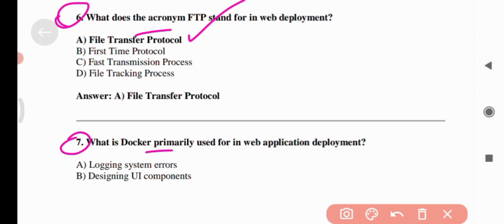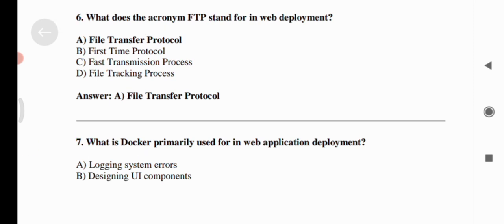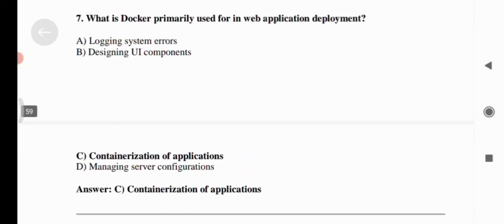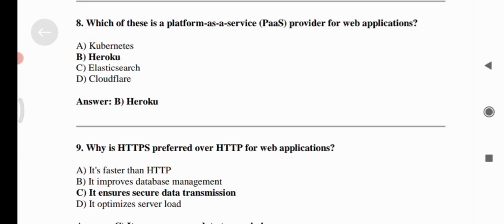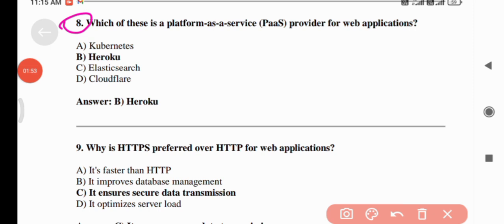What is Docker primarily used for in web application deployment? Option C. Containerization of applications. Which of these is a platform as a service PaaS provider for web applications? Option B. Heroku.